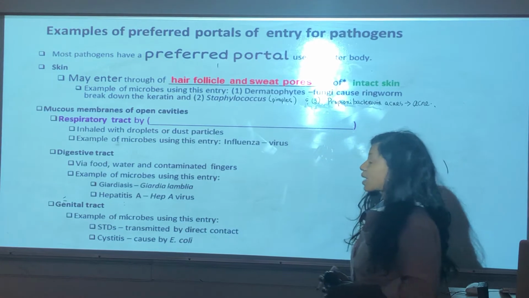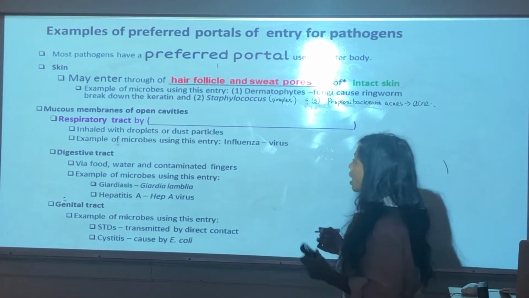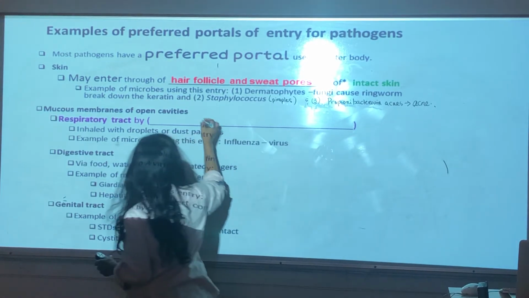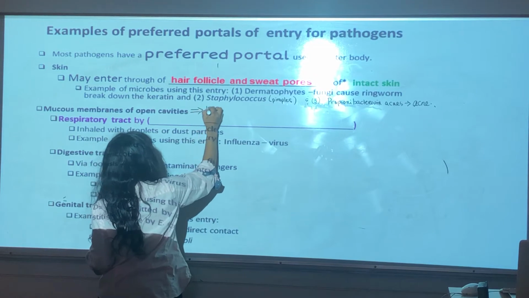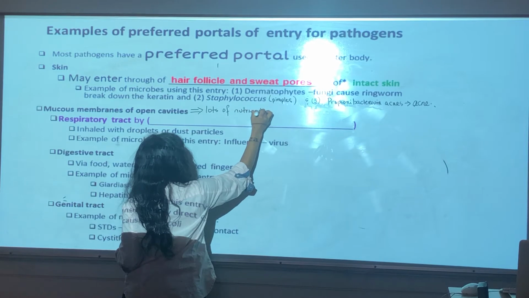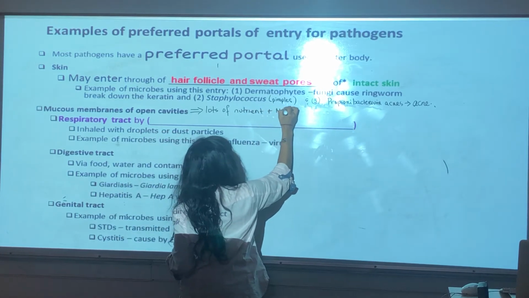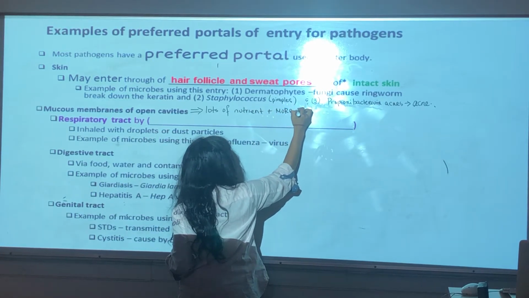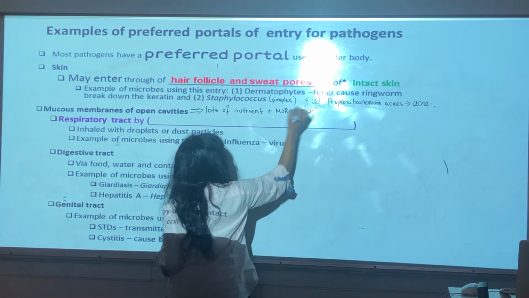The mucous membrane, as I mentioned, is a common area for organisms to enter because there are lots of nutrients and more water for these organisms. So they like that area.